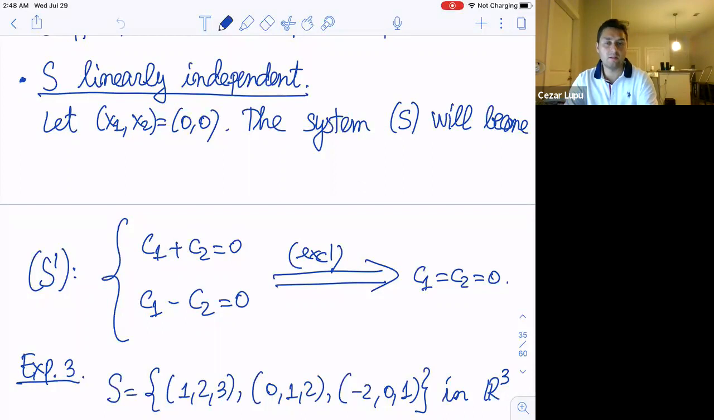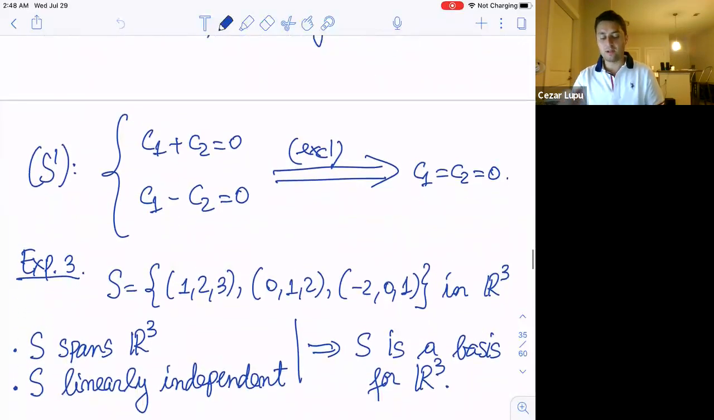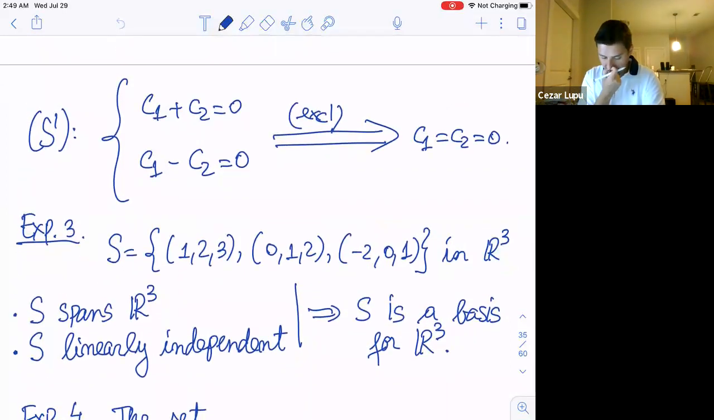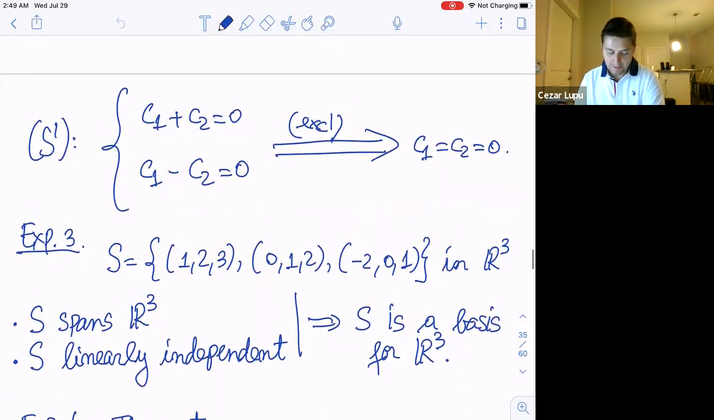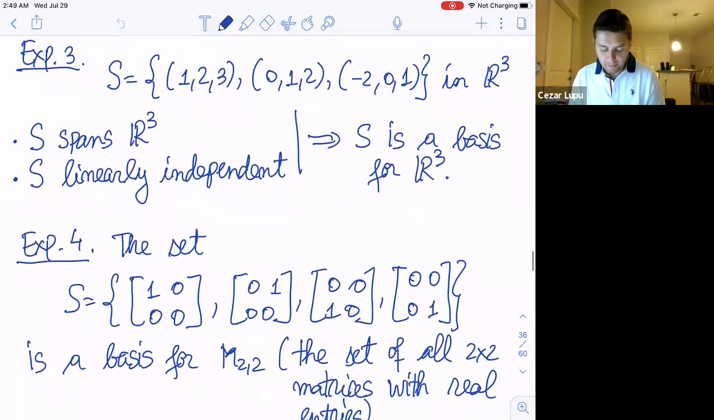The same question I want to ask: is this a basis in R3? Again, we need to check these two conditions from the definition. If S spans R3 and S is linearly independent, then clearly we can conclude that S is a basis for R3. So let's check these two conditions. In fact, I will just leave it as an exercise since it's not hard to see. And now let's see another example, example number 4.